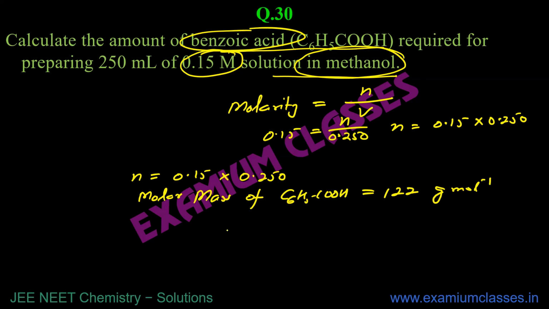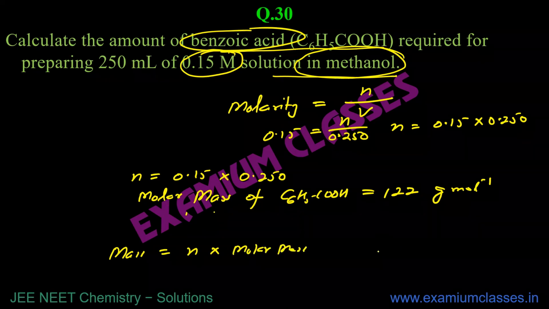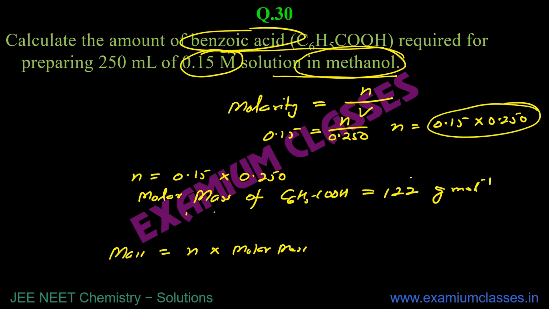Number of moles is given mass divided by molar mass, so mass will be number of moles into molar mass. I hope everyone is clear about these simple formulas. So just multiply this by this, and you will get the answer.